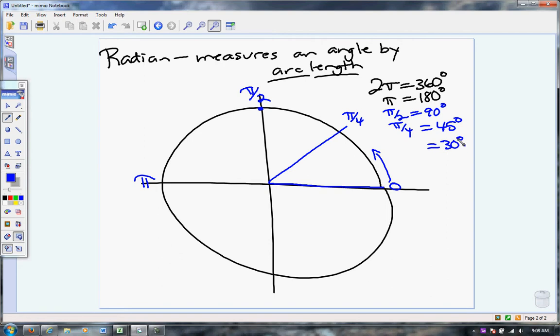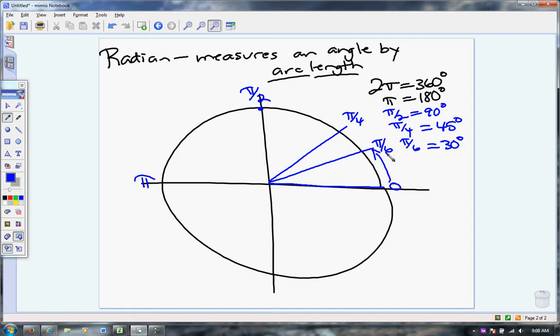30 degrees. What would I multiply 30 by to get 180? 6. So isn't this a sixth of pi? So we would call this pi sixth. Okay, so if I look at a 30 degree angle, it's right in here someplace, and it is pi over 6.